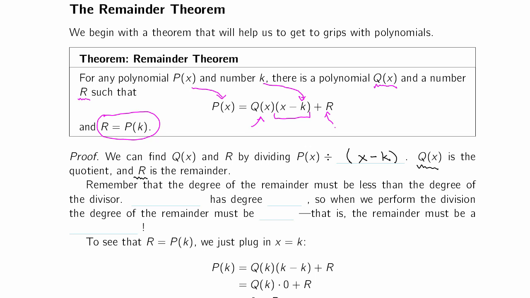Now, when we do polynomial division in general, the remainder is another polynomial. But the degree of the remainder has to be less than the degree of the divisor. Our divisor is x minus k, which has a degree of 1. Now, the only whole number less than 1 is 0, so the remainder has to have a degree of 0. Degree 0 means it doesn't have any variables at all, so the remainder must be a number.